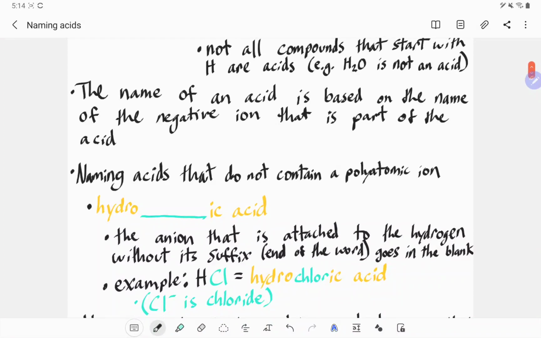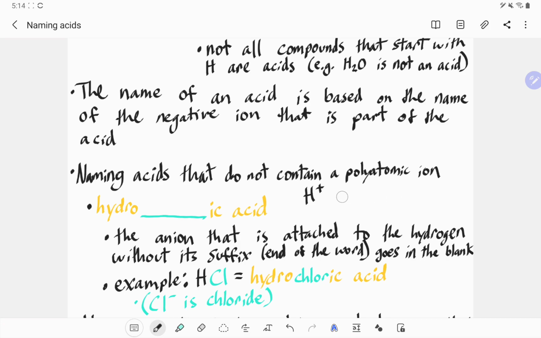So our first rule is for acids that do not contain a polyatomic ion. In this case, we are going to have hydrogen bonded to something that is a halogen, that is in group 7 on the periodic table. That's the column right next to the noble gases. So a hydrogen bonded to a halogen.